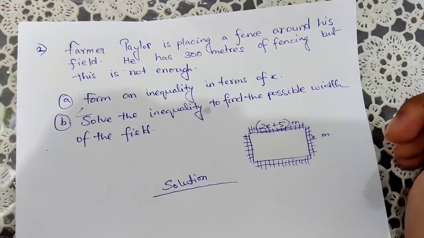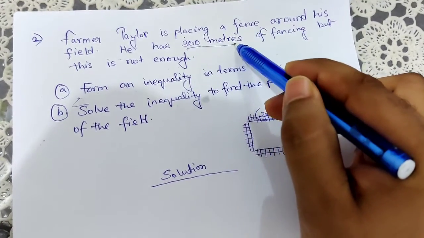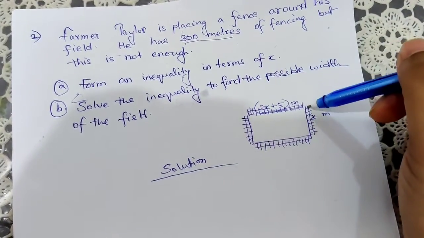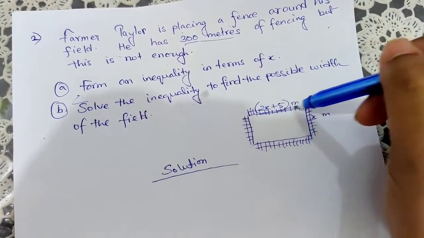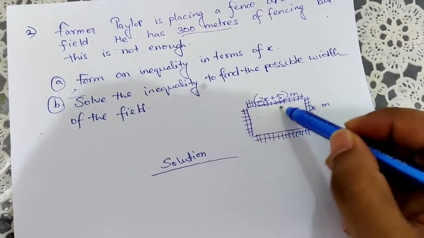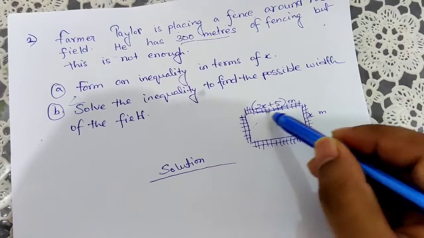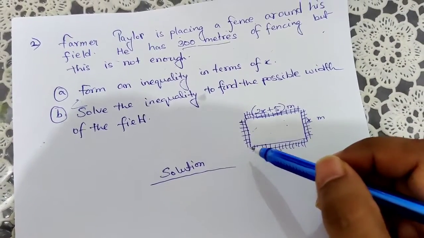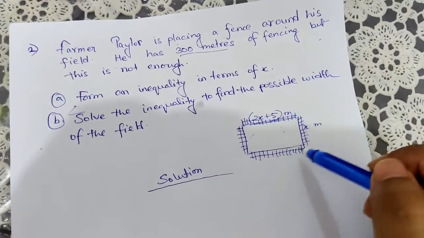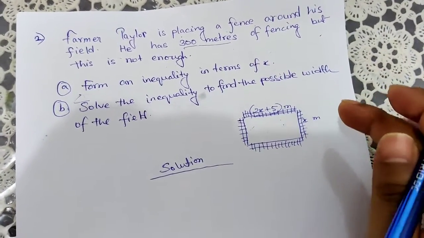So the fencing the farmer has provided is 300 meters, but which is not enough. Remember, if we are trying to put the fencing around the field, that means we are fencing around the perimeter of the field, because this portion inside is the area, but when we talk about the boundary, then that's the perimeter. So the fencing is on the perimeter of the field, not on the area. So what is the formula for the perimeter of a rectangle?